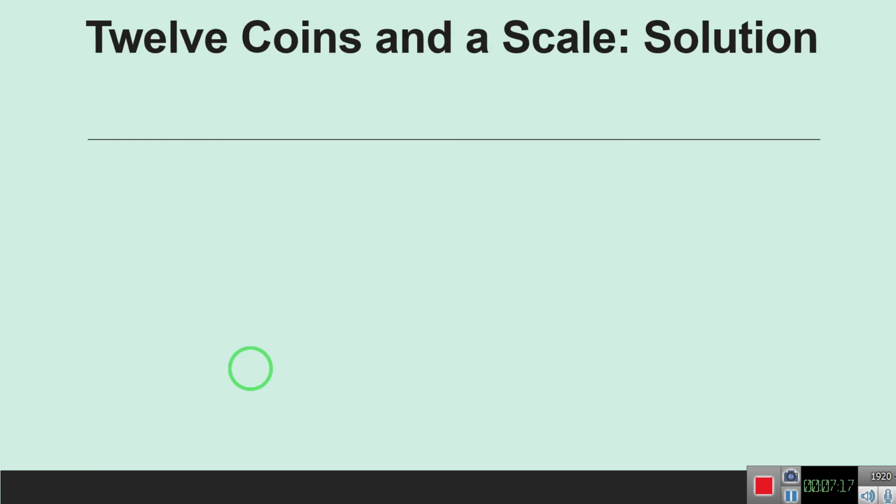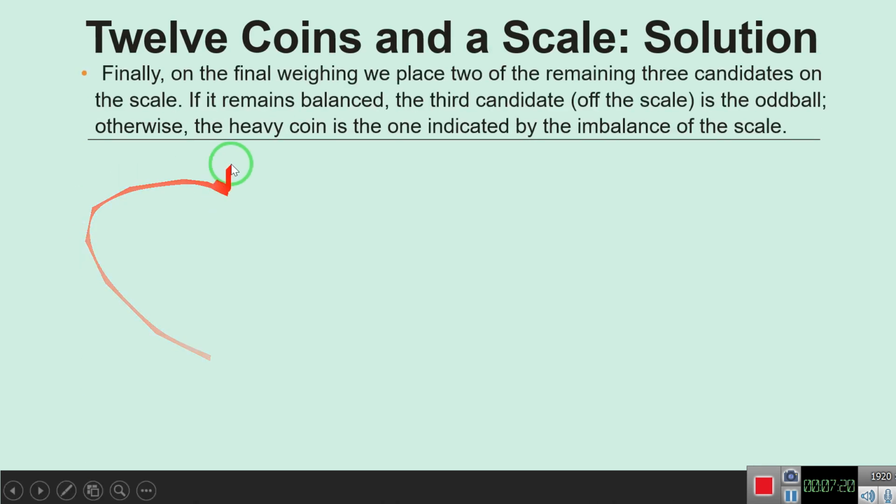Now the last weighing, the third time we are using the scale. Finally, on the final weighing, we place 2 of the remaining 3 candidates on the scale. If it remains balanced, the third candidate off the scale is the oddball. Otherwise, the heavy coin is the one indicated by the imbalance of the scale. So what it means here is, now we have 3 coins, and only one time, the last time, we can use the weighing scale. So with 3 coins, how can we put them on the scale?